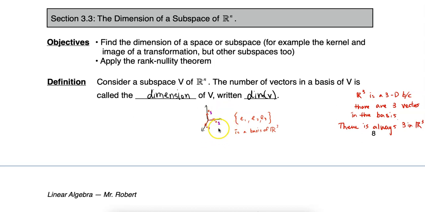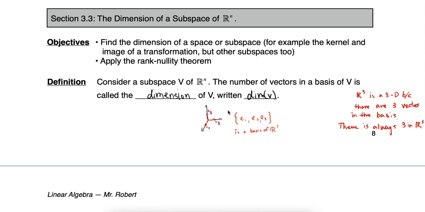Moreover, none of these 3 vectors is redundant. I could not remove E1 and still go everywhere. I could not remove E2 and still visit all of space. I could not remove E3 and still visit all of space. So none of these is redundant, and they are enough. So they span R3, and this is why, because there's 3 of them, we say that R3 has 3 dimensions.